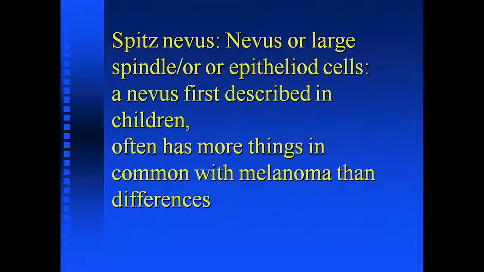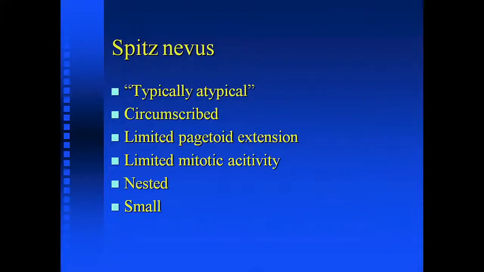Anyway, the problem about Spitz nevi, even when they're not atypical, is that it is quite clear that by histology, they have more things in common with melanoma than they have differences. And this is the thing I always teach the residents: don't be alarmed because these are difficult. And believe me, every one of us, or maybe I'm only speaking for myself, every time you look at one of these under the microscope, you get a little bit nervous, a little bit of palpitations and so forth. Anyway, this is what your standard Spitz nevus looks like. It's circumscribed, with limited pagetoid extension, limited mitoses, nested, and small.